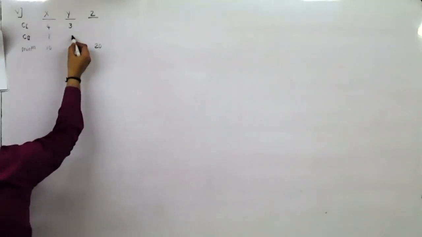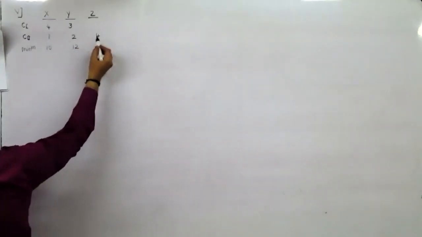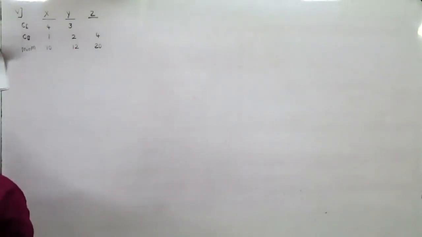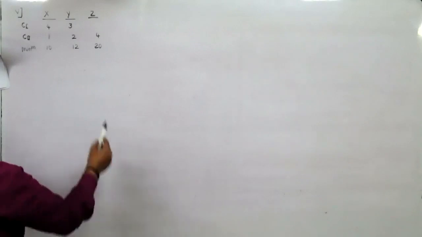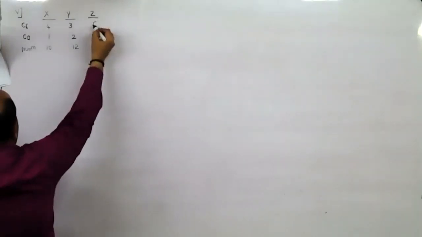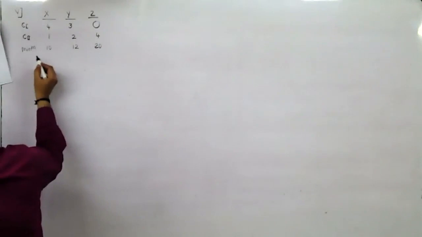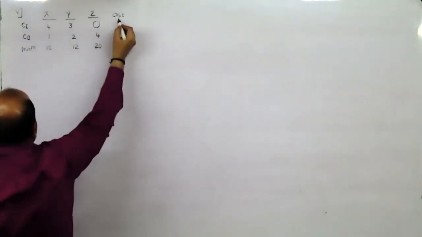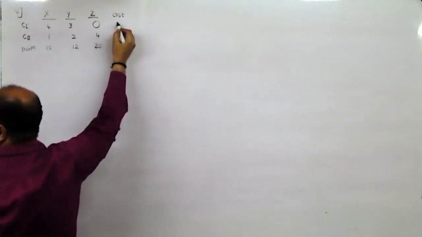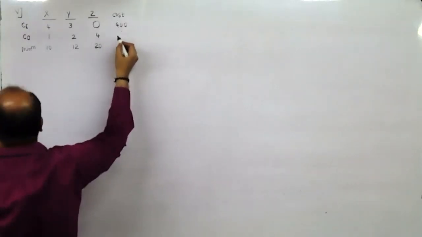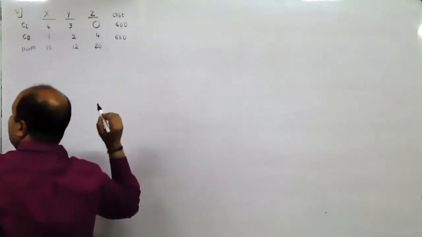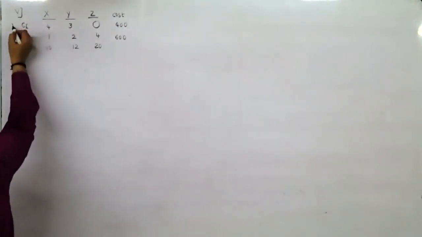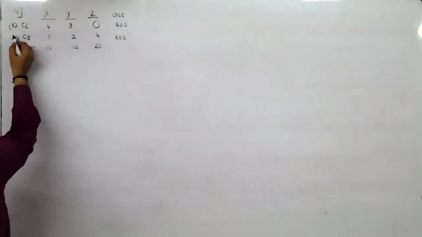Each unit of compound 2... Acha. Here Z is not given at all. Now let us see. The unit cost of compound 1 is 400 rupees. Cost of compound 2 is 600 rupees. Let X units of C1 be mixed with Y units of C2.